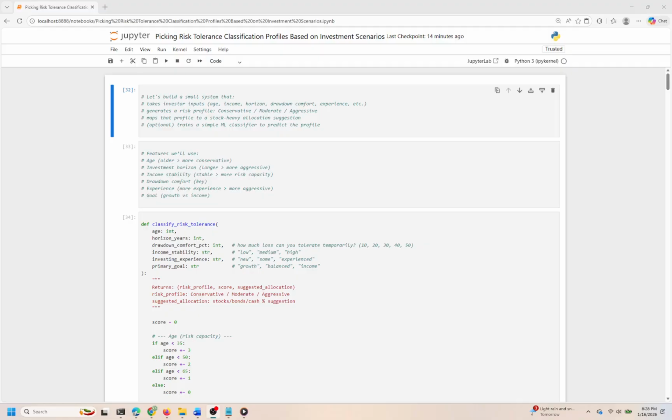Cell 1. In this cell, we're setting up a small system designed to generate an investor's risk profile based on their personal inputs. This is crucial because understanding risk tolerance is a key element in designing a suitable investment strategy. The system will take various factors, such as the investor's age, income, investment horizon, comfort with drawdowns, and experience level, to categorize them into one of three risk profiles: conservative, moderate, or aggressive.